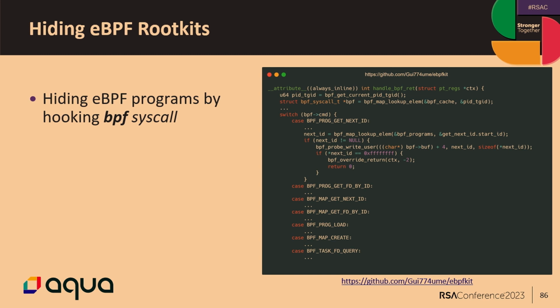And as you can see in the example, we have an example of eBPFKit by Guillaume from Datadog, an amazing tool. What he did here is he attached a probe to the BPF syscall, and in certain cases where a listing is performed, he just modified the response, the buffer, and the return value to be able to skip its BPF program. Then when you list the BPF programs that are loaded, you won't be able to see it.